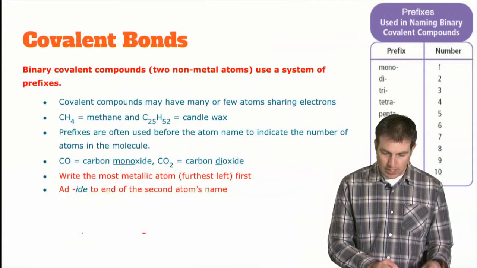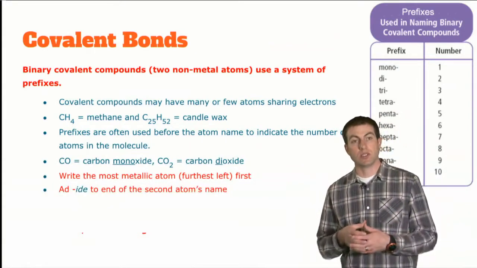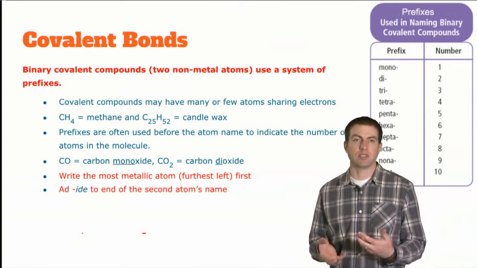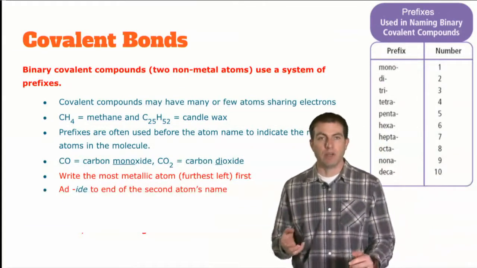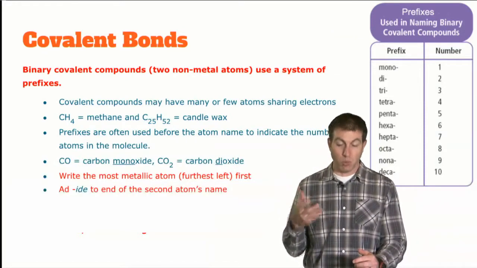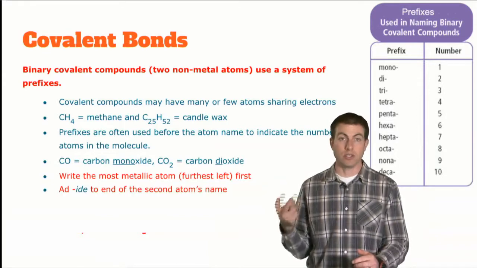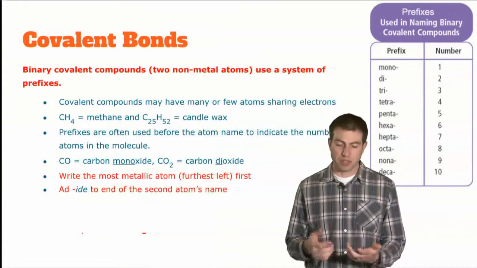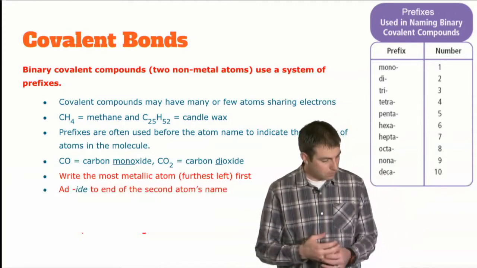So here we go. When we deal with covalent compounds, we use a system of prefixes. So pre means before. If we have more than one carbon, we'll put a number in front of it. Instead of it being like 1 or 2 or 3, we use the prefixes mono, di, tri, tetra, penta, hexa, hepta, octa, nona, deca.